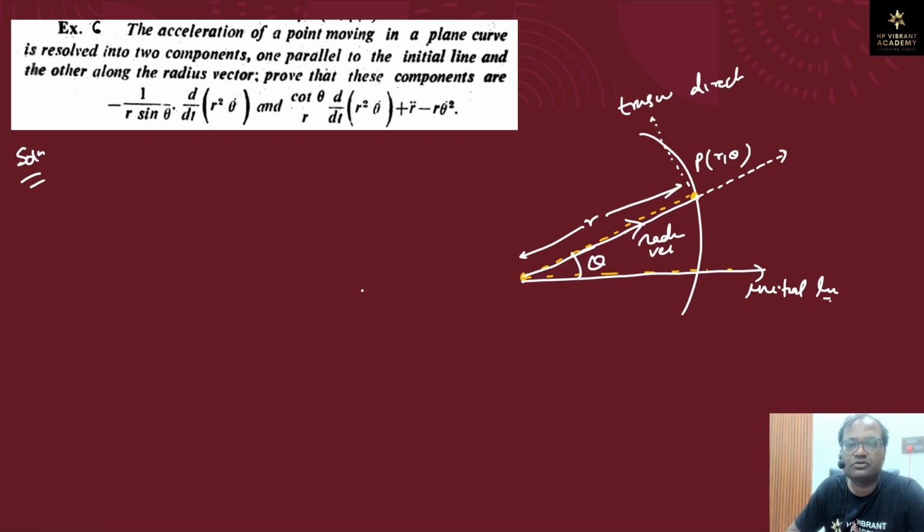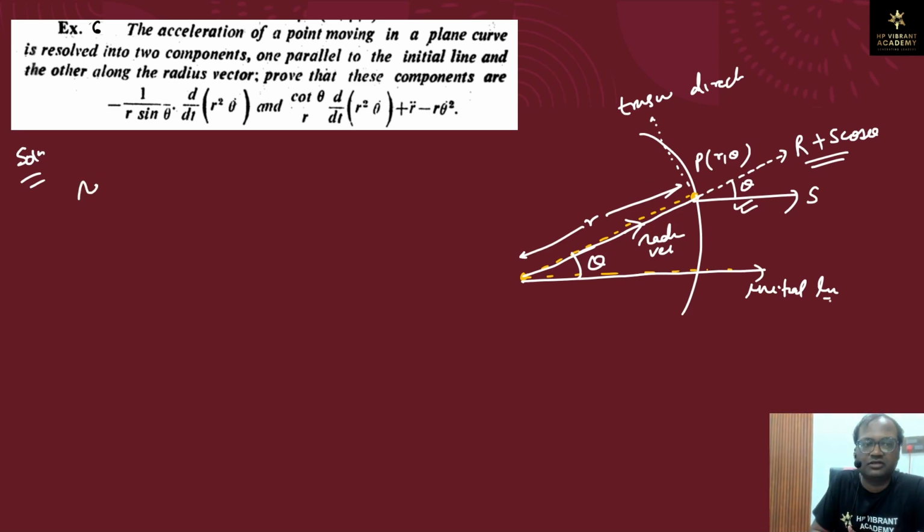One component is parallel to the initial line, and the other is along the radius vector. Let us consider the acceleration along the radius vector as r, and the acceleration parallel to the initial line as s. This angle is theta, and this angle is also theta. So the component of s along r will be s cos theta. The net acceleration along the radial direction is r plus s cos theta.